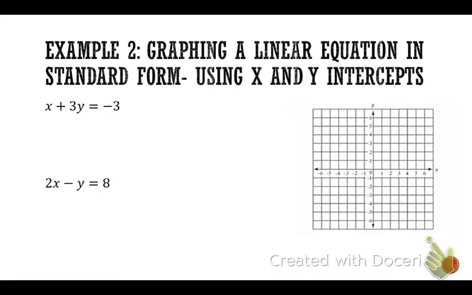Here's my second option. Now I can use x and y intercepts. But wait a second. I know what y-intercept means. That means the point where the line crosses the y-axis. So what do you think x-intercept means? Crosses the x-axis.